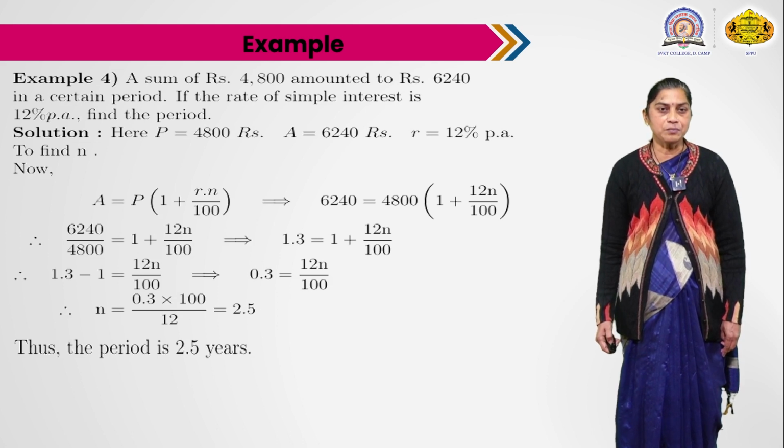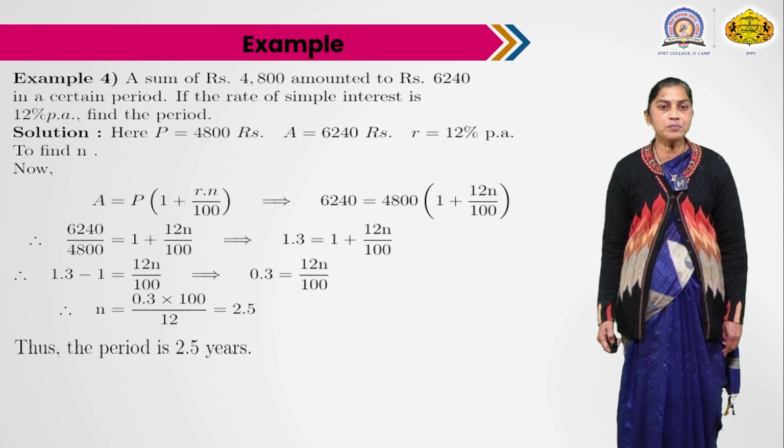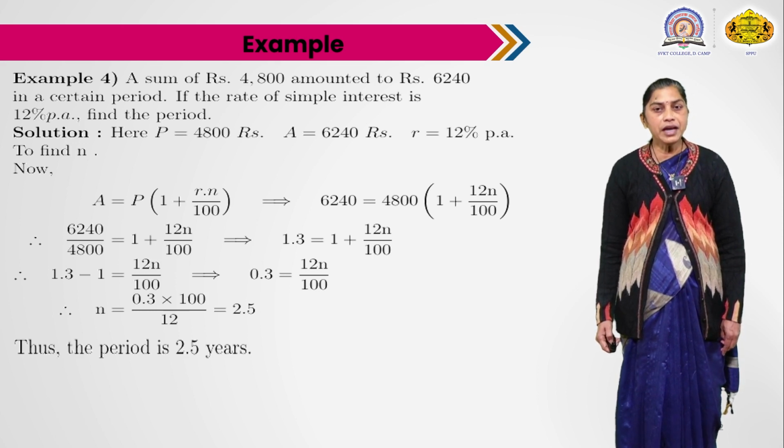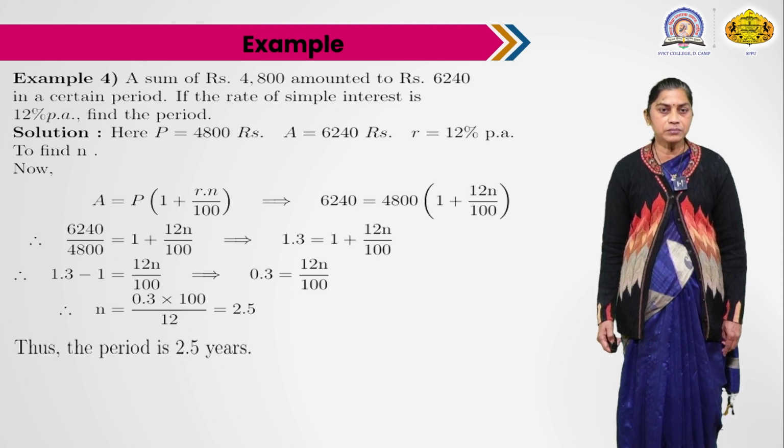Now see the next example. A sum of rupees 4,800 amounted to rupees 6,240 in a certain period. If the rate of simple interest is 12% per annum, find the period. We know the formula for amount, and since amount is given here, we will use that formula.